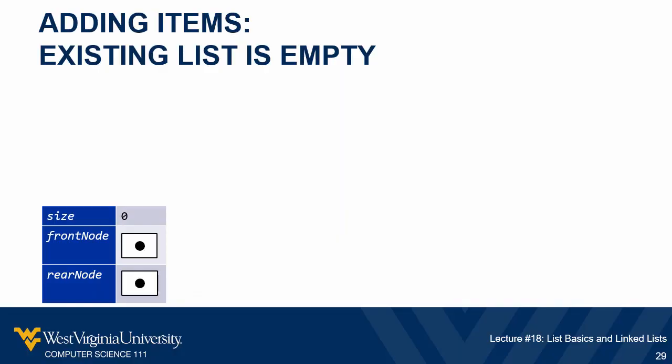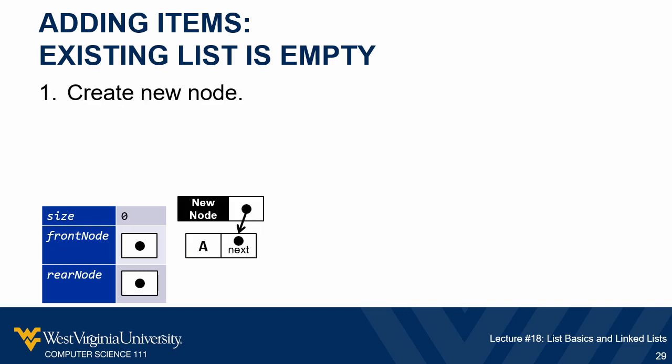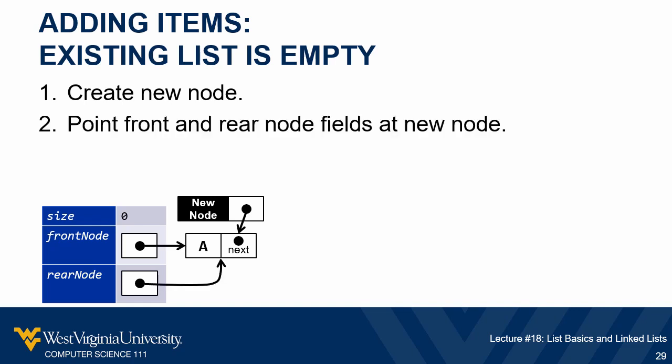Next, I'd like to take a look at how we can add things to our list. The simplest case of adding is going to be when there's nothing in the list yet. In this case, when we go to add something, whether it be adding at the rear or adding at a specified index, we're going to create a new node. Once we've made that new node, we're going to update both our front and rear node fields to point at that new node. And then we just want to increment size to reflect that we now have something stored in the list.